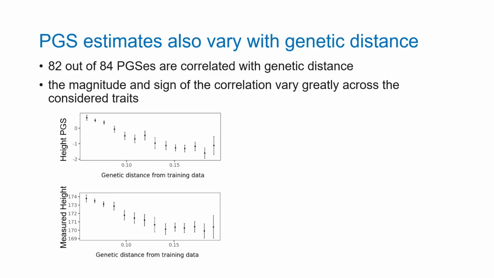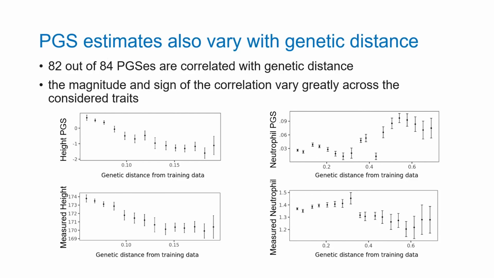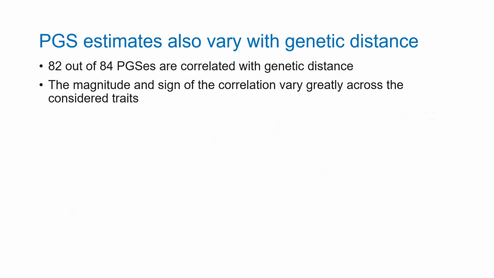What we found is that 82 out of 84 PGSs, so virtually all, have a significant correlation with the genetic distance. So all the polygenic risk scores vary themselves across ancestry. But unlike the accuracy, the magnitude and sign are all over the place. For some traits it goes up, for some traits it goes down, and that's a reflection of maybe true signal, such as selection changing this, or most likely some biased inference in the genetic predictors.